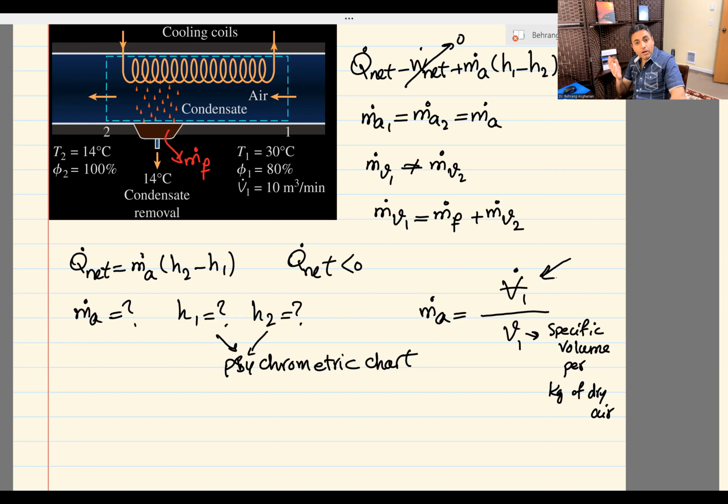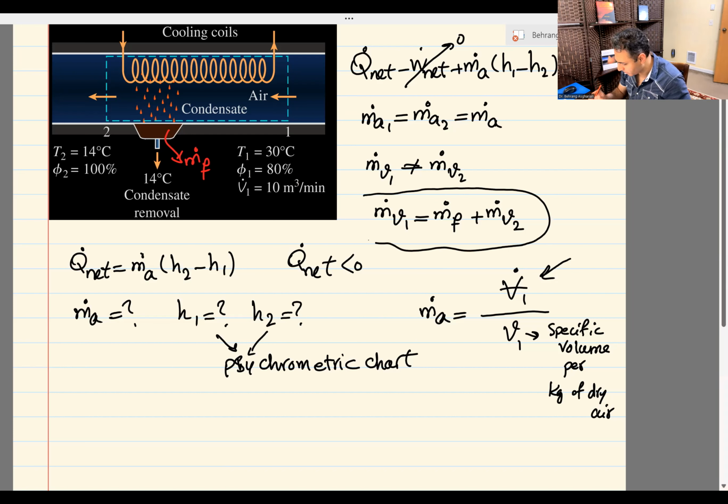However, there is another problem. There's something else that this problem asked for, and that was the m dot of condensate. How much condensate? How do we calculate this? Well, here's the interesting thing about how to calculate these values. In general, there's an equation that I can derive for you. This is the mass conservation for water, basically.